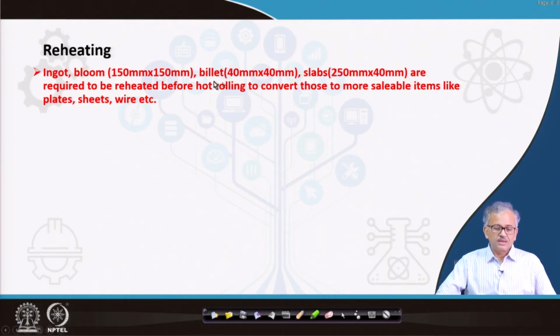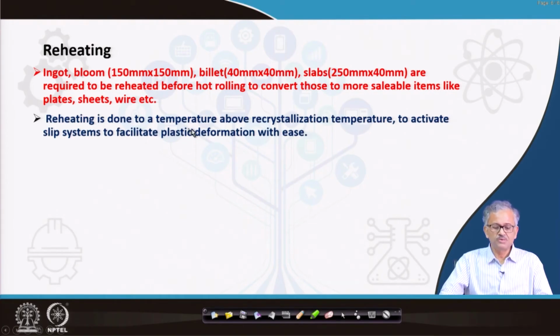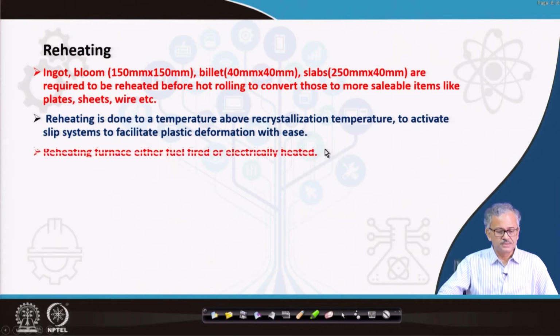They have to be reheated above the recrystallization temperature, where the slip systems become much more active to facilitate plastic deformation with ease. Also, above the recrystallization temperature all the strains get released because you are effectively annealing. Recrystallization means fresh grains are formed, so your previous strains are relieved, and the slip systems are also active, so you can easily deform it.